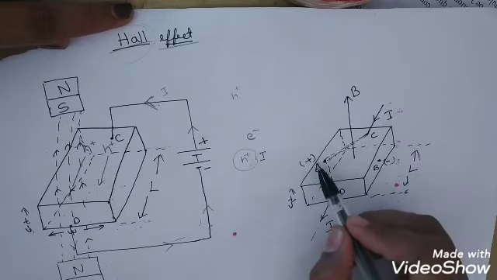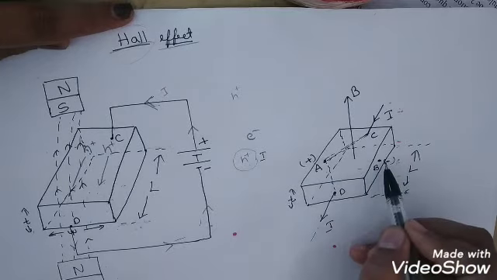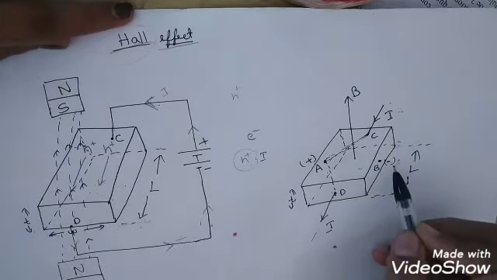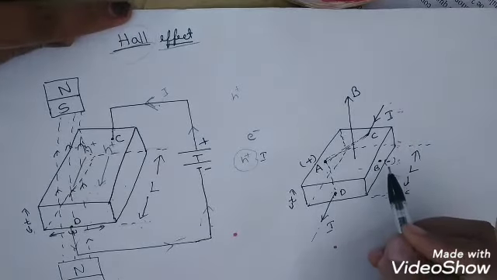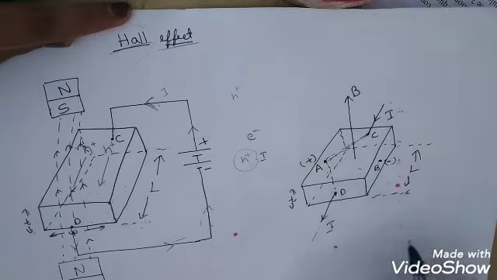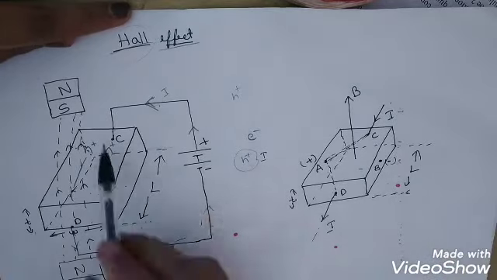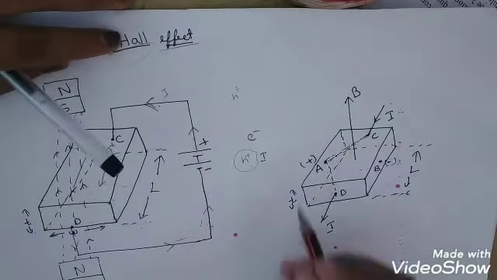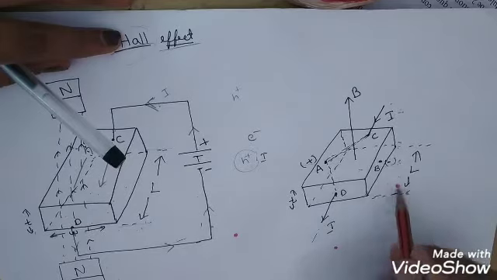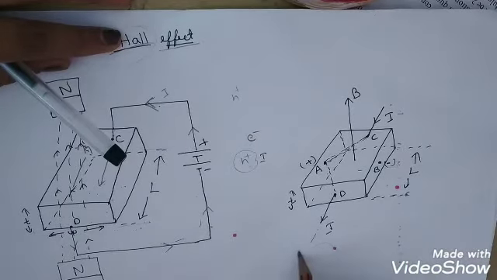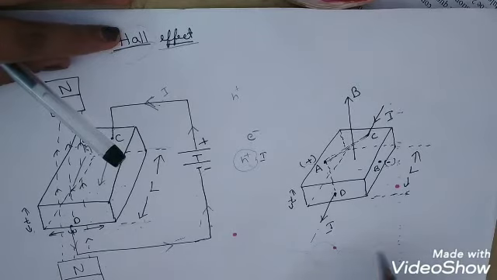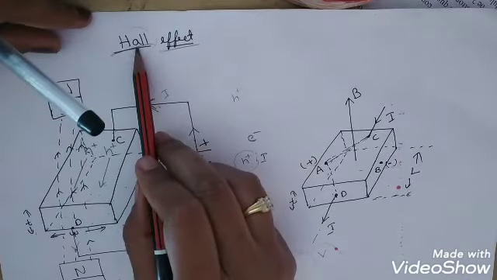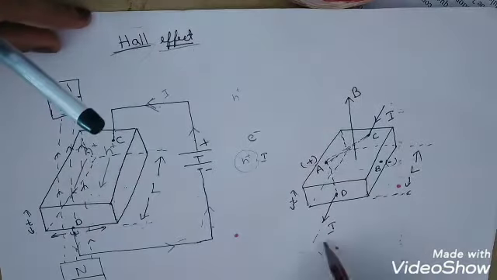If holes get accumulated at point A, obviously the electrons will be accumulated at point B. If this one is plus, then we can say the other is the point where electrons get accumulated. In this way, the hole will complete its path through the external circuit. If we connect a voltmeter across these points, then we will get a voltage. That voltage is nothing but the Hall voltage. Because of the Hall effect, we are getting the voltage.